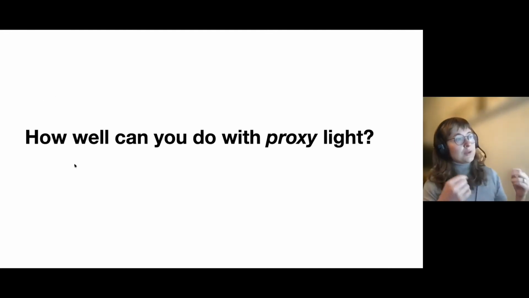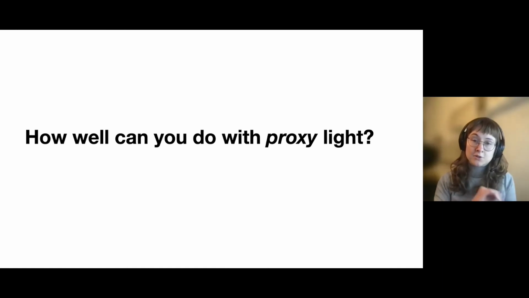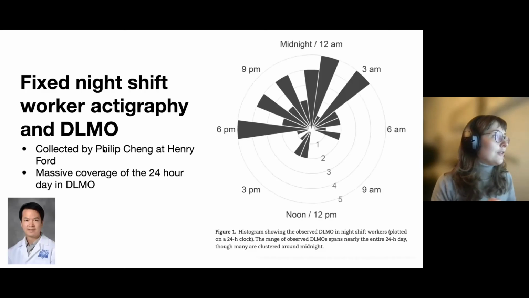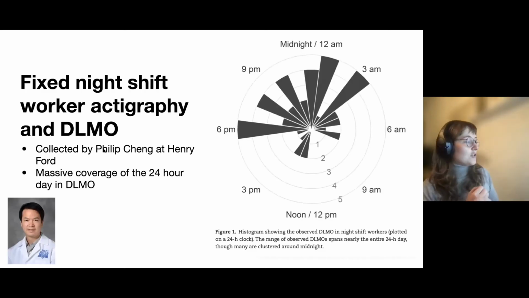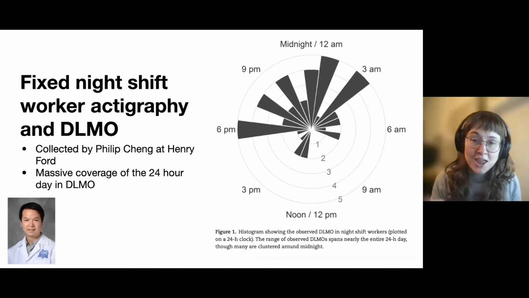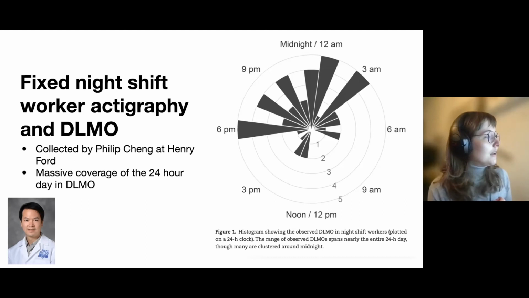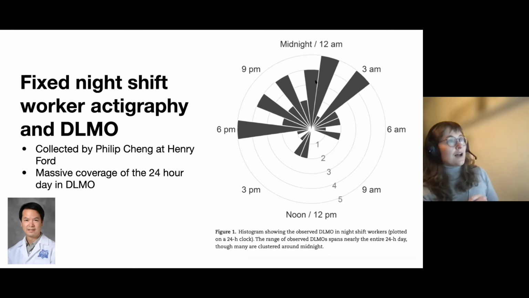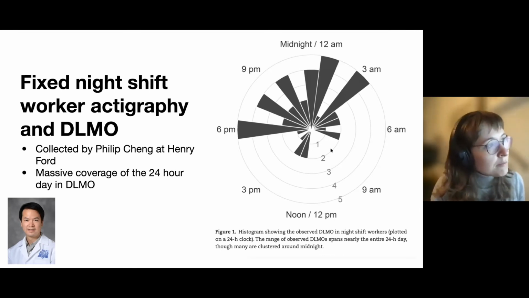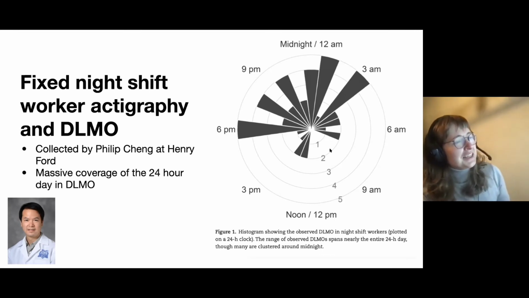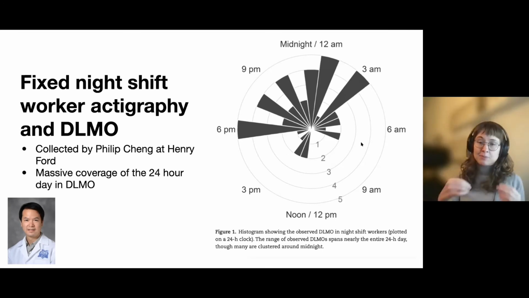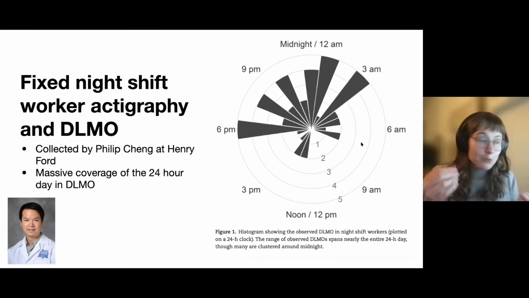How well can you do with proxy light? So light that is not a direct measurement, but that you are estimating from other signals. Well, a few years ago, after I crashed on his couch at SRBR, I started collaborating with Philip Chang at Henry Ford. He's amazing. And he collected dim light melatonin onset data from shift workers. And it's just unbelievable, the coverage around the clock of these people's DLMOs. There's like one bald spot here from, I guess, 8 to pretty close to noon. But other than that, he had people with melatonin onset times almost around the clock.